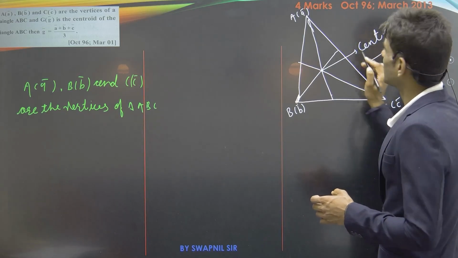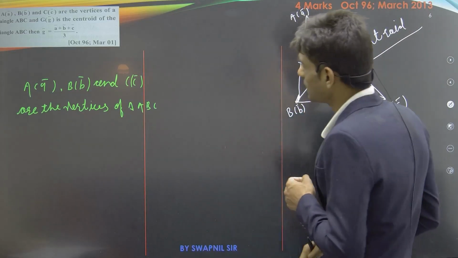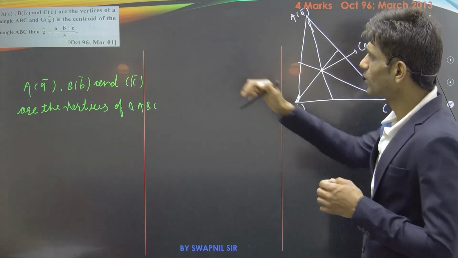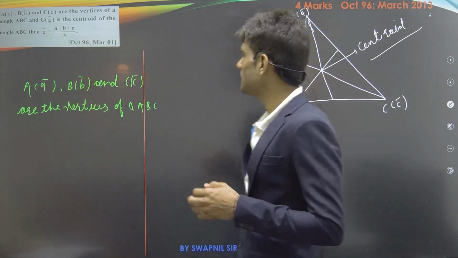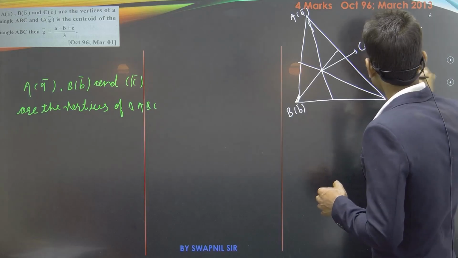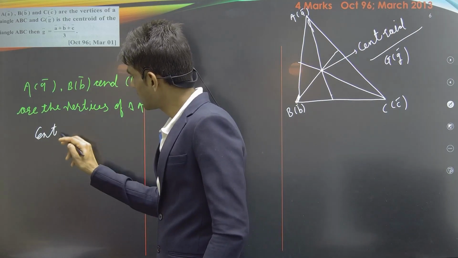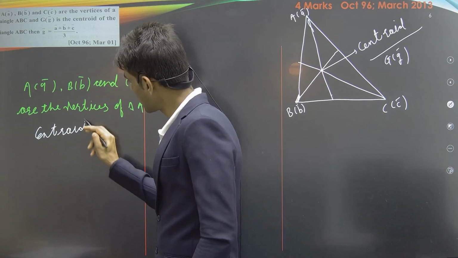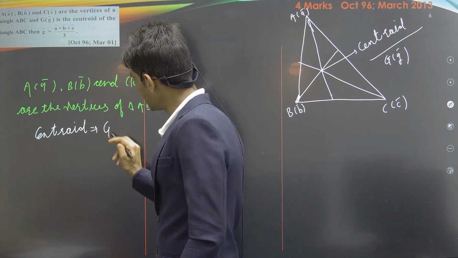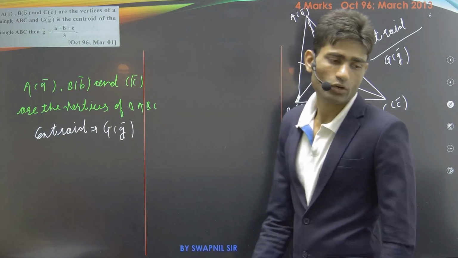We consider it as the centroid of our triangle. Okay, and write this one as G of G bar. So we have given G of G bar is a centroid. So consider G of G bar. Okay, what we have given more, centroid as G of G bar. Okay, we have given centroid G of G bar.